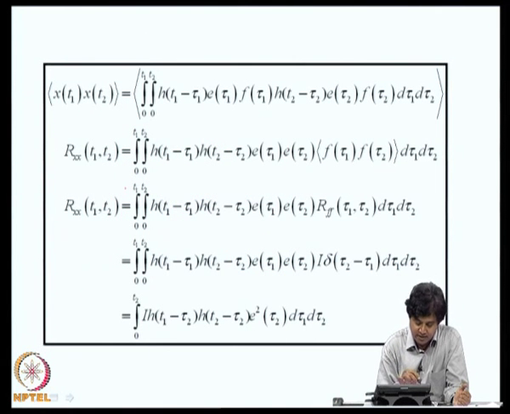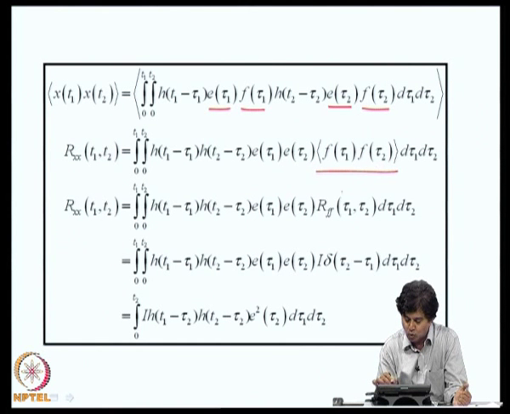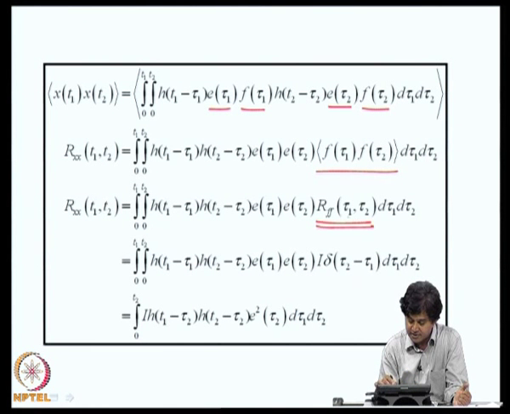Yes, now how does the covariance look? If you now take the expectation of x of t1 into x of t2, there will be the expectation of a double integral, and I will have e of tau 1 and e of tau 2, f of tau 1 and f of tau 2. Rearrangement of this will lead to the expression for the output autocovariance in terms of the input autocovariance C_ff of tau 1 comma tau 2.